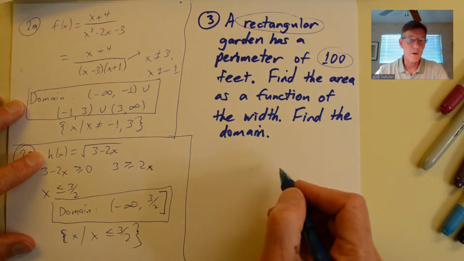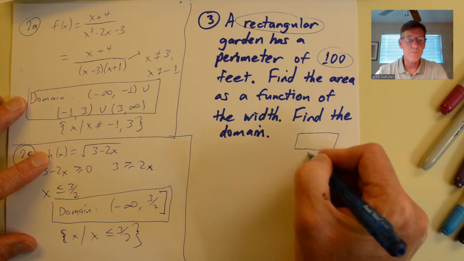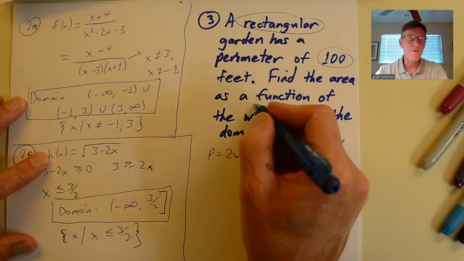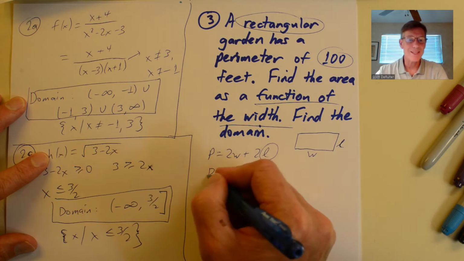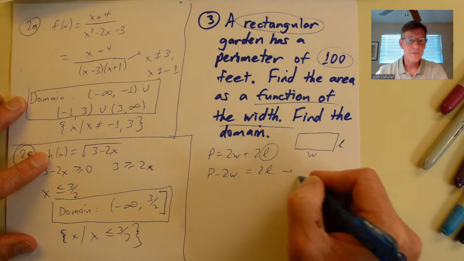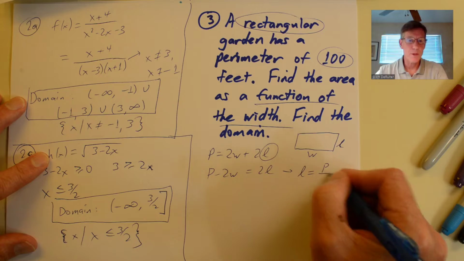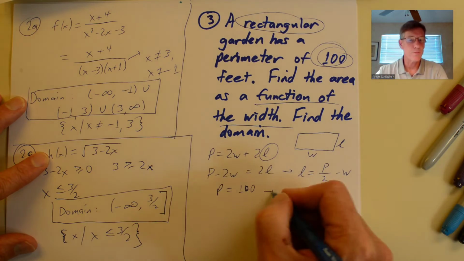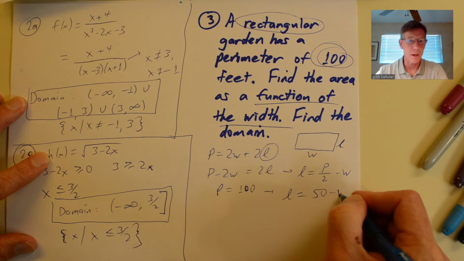Next is a word problem. We've got a rectangular garden with a perimeter of 100 feet. We draw ourselves a little diagram. Here's the perimeter formula. We want to find an area function, so let's isolate the L. And we can say L is equal to P over 2 minus W. We know the perimeter is 100, so we can further write L as 50 minus W.